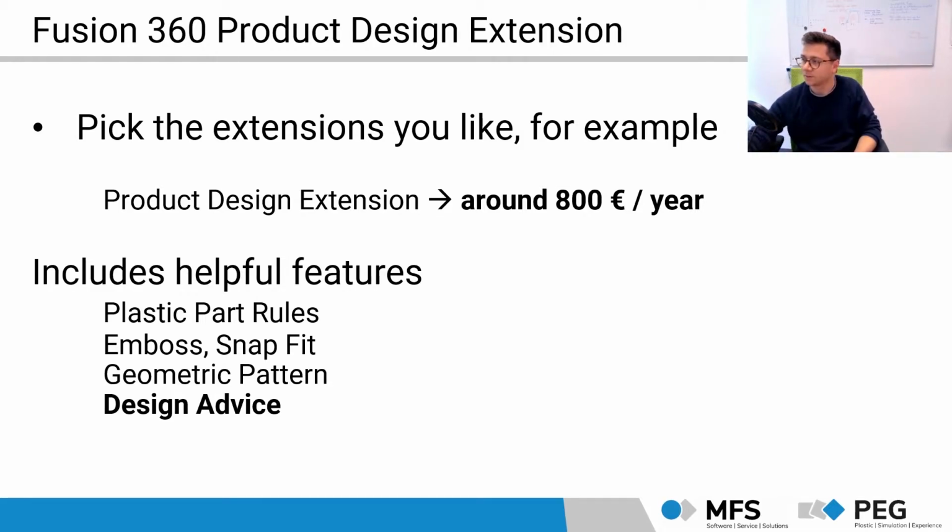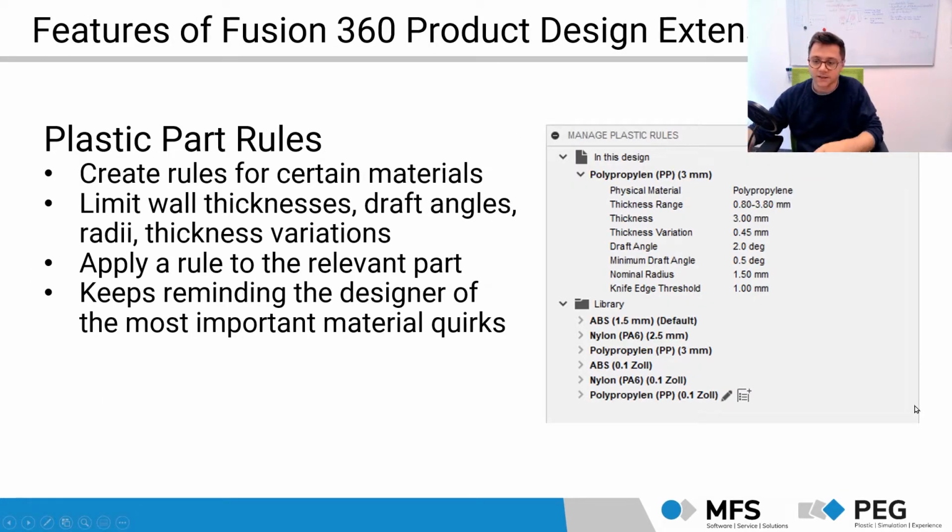And to give you a little bit better overview of what this means, go to the next slide, and it's starting with the plastic part rules. So what does that mean? Basically, you have the option to create rules for certain materials and also for certain parts. And as you can see here on the right, you basically just select the material you like. You can give it a name. In this case, it's very broad. So it's called, for example, polypropylene.